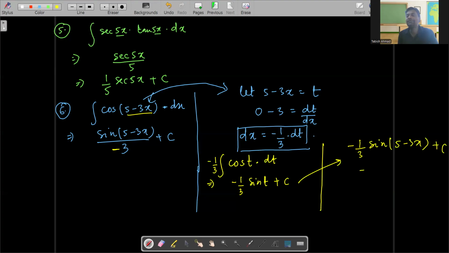Plus c. You got the same answer. So whenever a variable has a multiplier, you divide by it at the end. Okay, so this is how we do some integrations. I have a question for you again here.